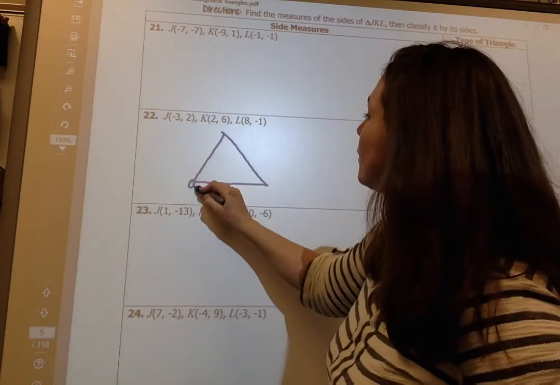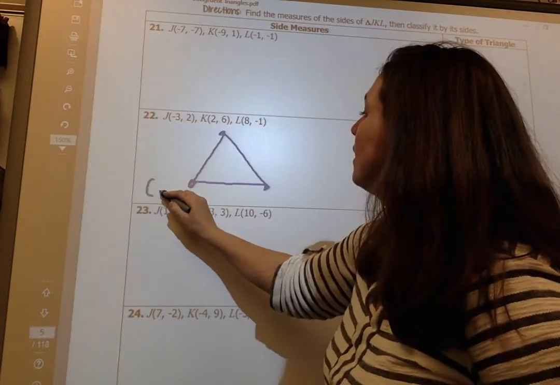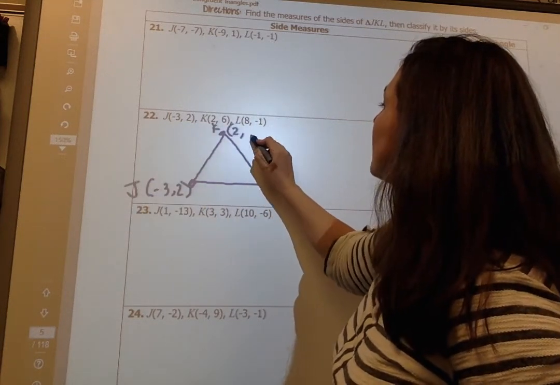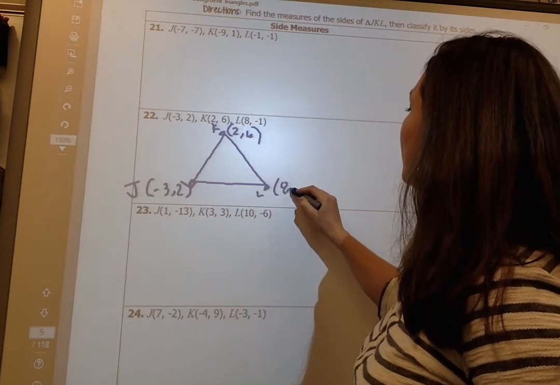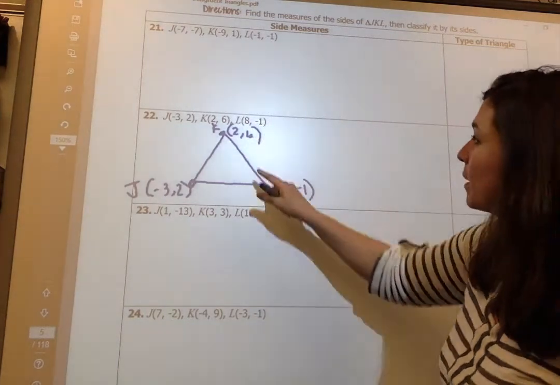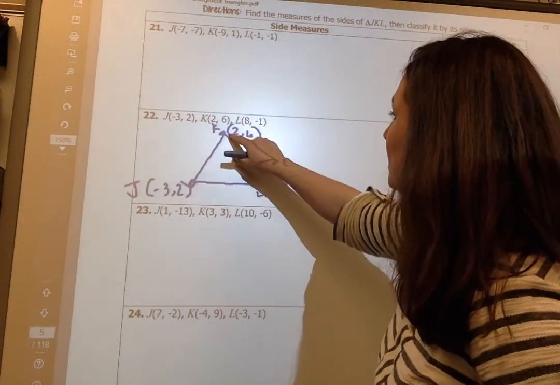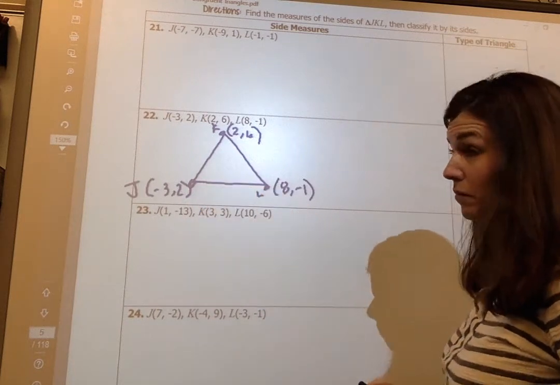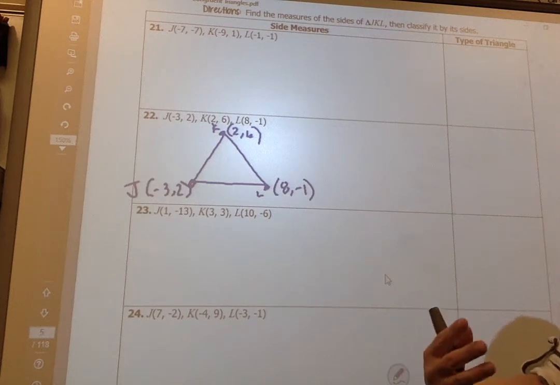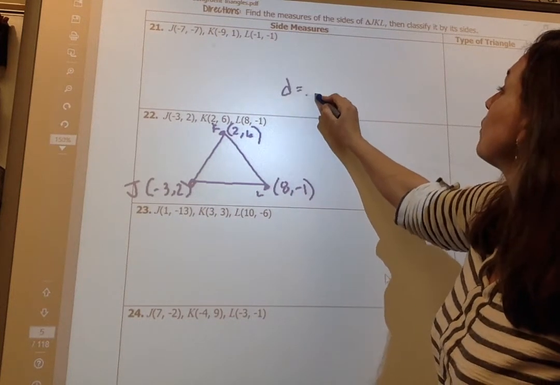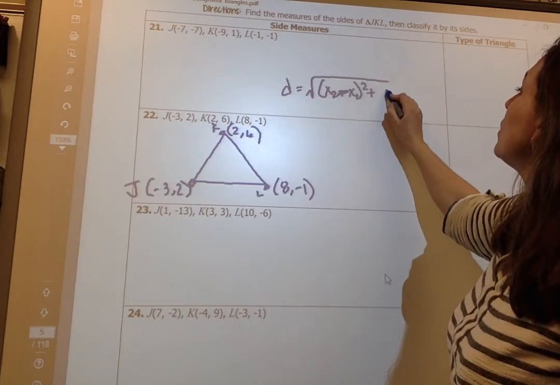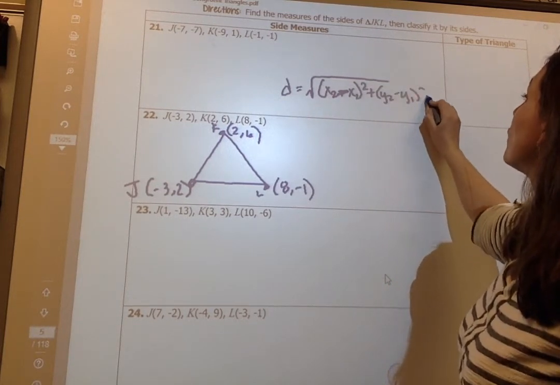So if you look here, and I'm making up points in space. -3, 2, we're going to call that J. We're going to call this K, 2, 6, and we're going to call L 8, -1. So that means I'm going to use the distance formula 3 different times. I'm going to find the distance here, the distance here, and the distance here. So we've already done the distance formula this year, so I want you to recall what the distance formula is. You'll remember distance equals the square root of x2 minus x1 squared plus y2 minus y1 squared.